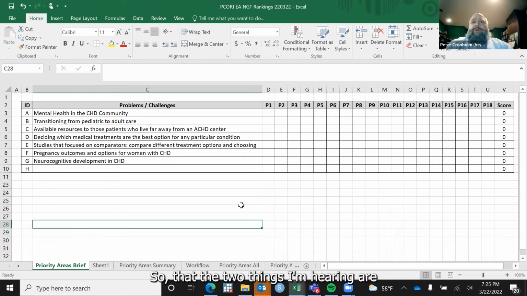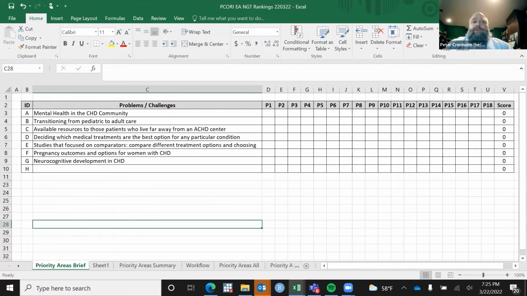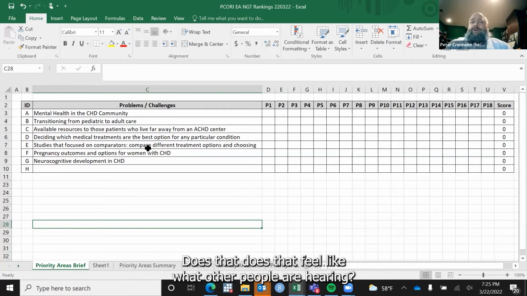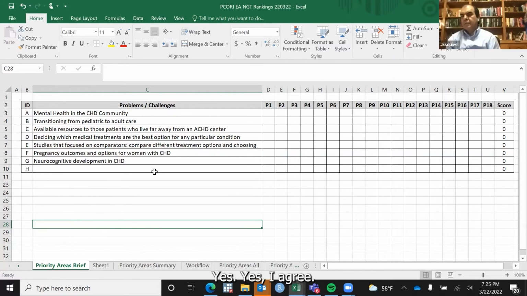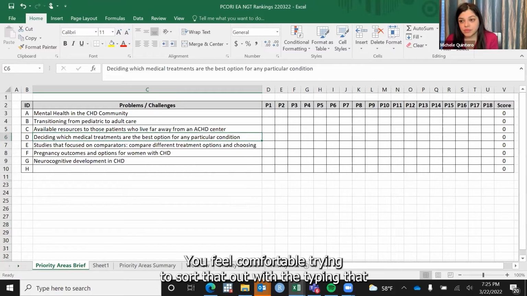So the two things I'm hearing are maybe one item should be helping people decide about medical treatments for congenital heart disease, and then another item that would be understanding treatment options for other organs that might be affected in people who have congenital heart disease. Does that feel like what other people are hearing? Yes, I agree. That's what I hear. You feel comfortable trying to sort that out with the typing, Matt?